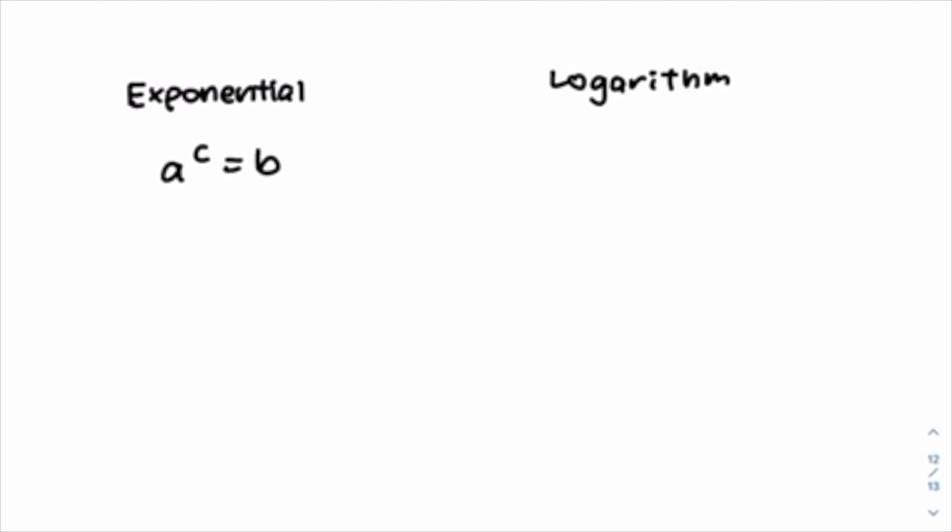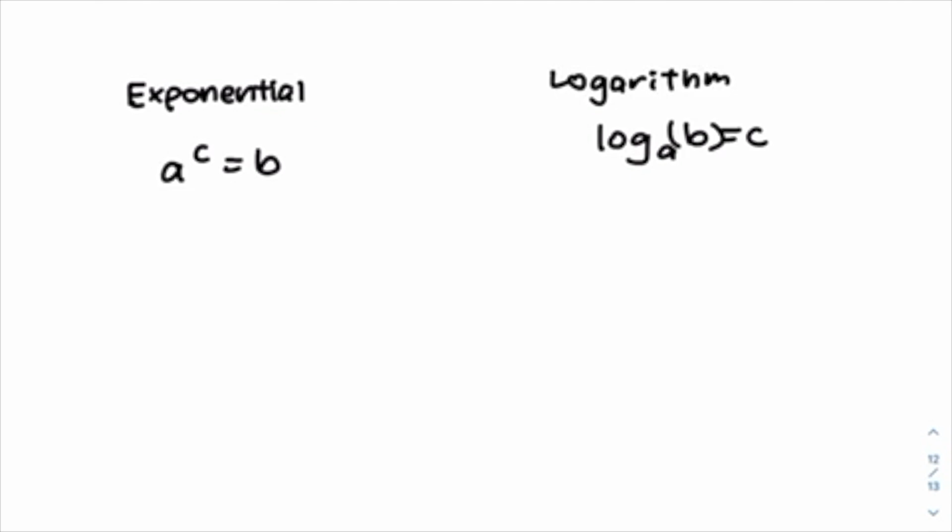And now that we know all about exponents, we can talk about logarithms. Logarithms are kind of like the opposite of exponents. They place the exponent on one side and the base and value on the other. If exponents are written as a to the power of c equals b, logarithms can represent this by writing log base a of b equals c.